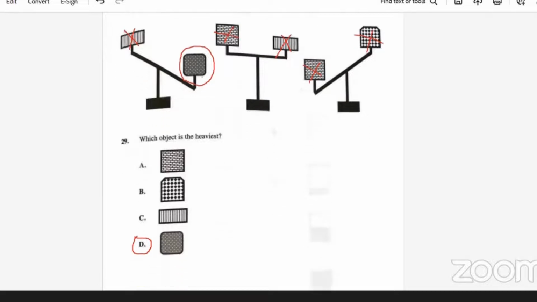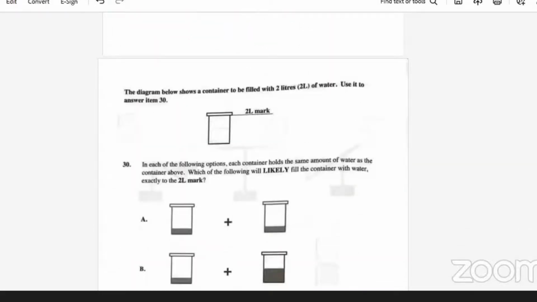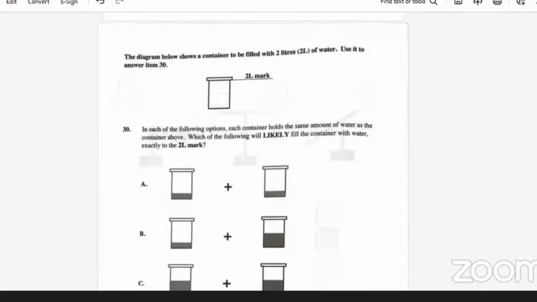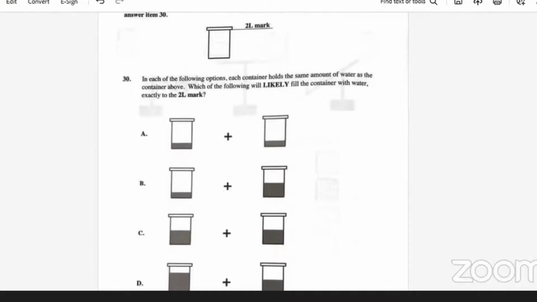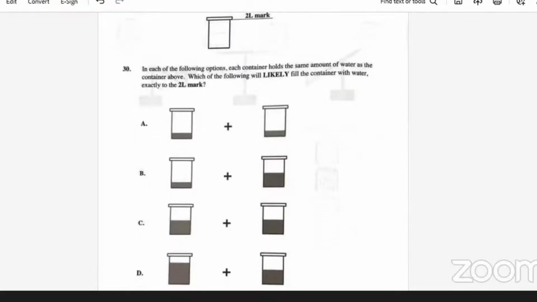Question 30. The diagram below shows a container to be filled with 2 liters of water. Use it to answer item 30. In each of the following options, each container holds the same amount of water as the container above. Which of the following will likely fill the container with water exactly to the 2-liter mark?